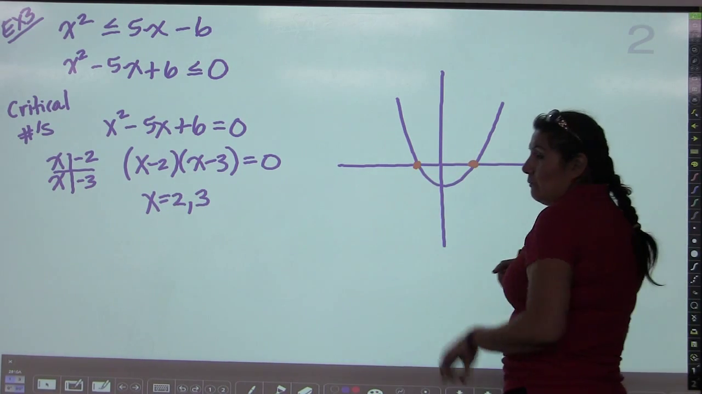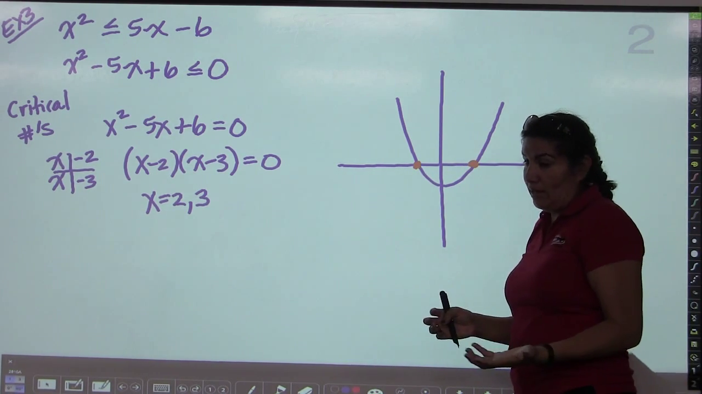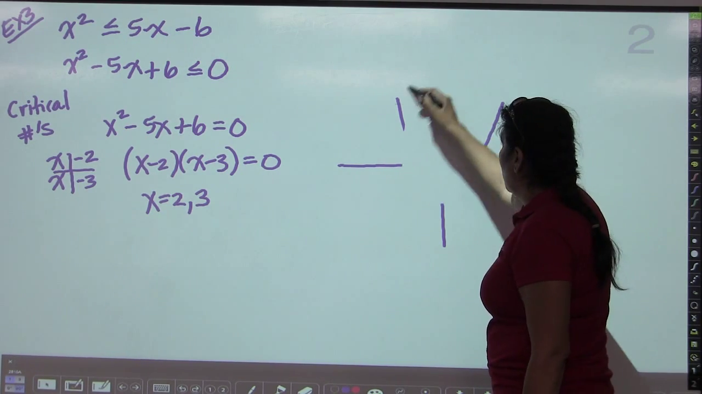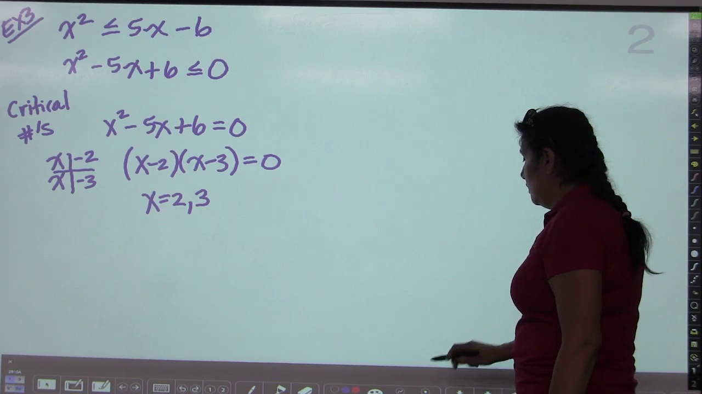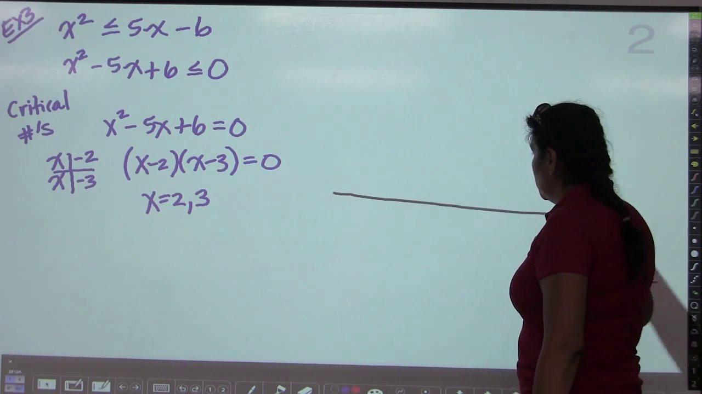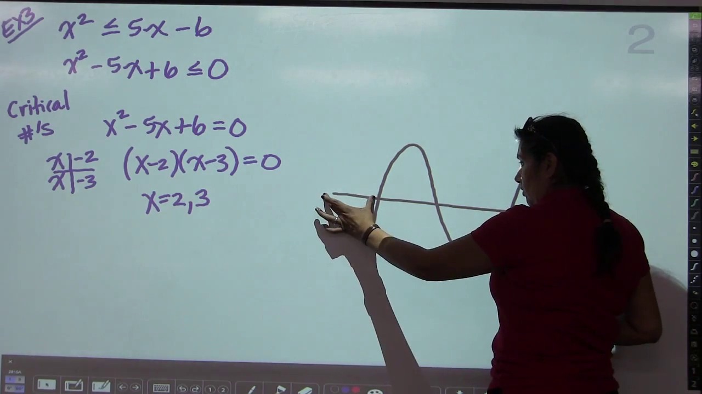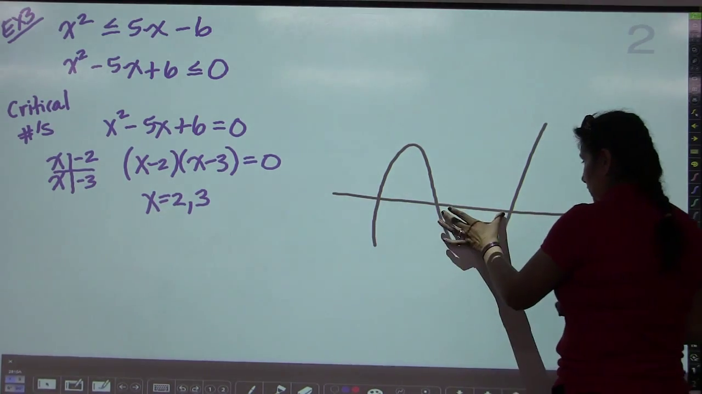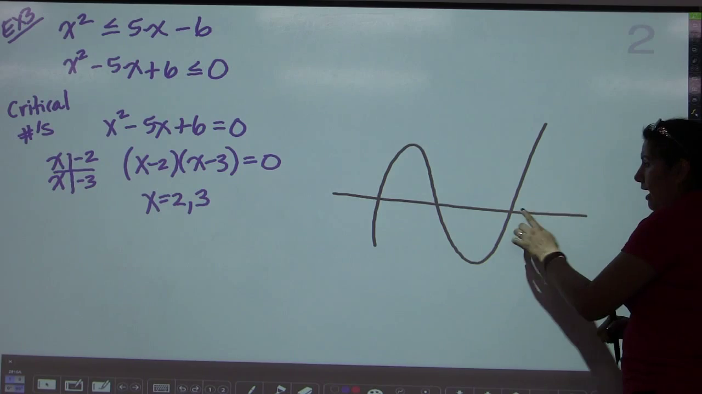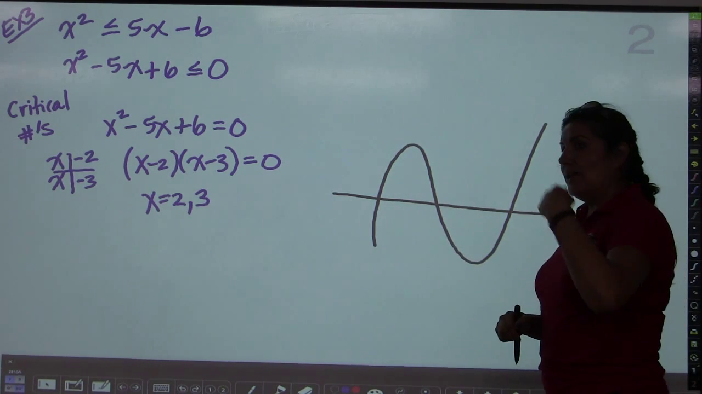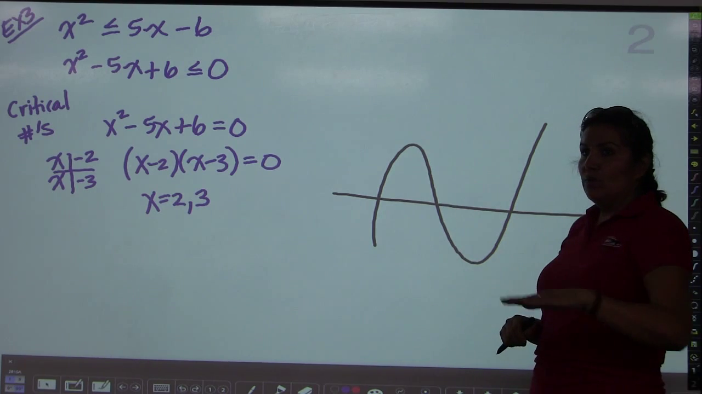The more critical numbers you have, the more intervals you're going to get. Because as you can imagine, this graph can get more complicated if it's not a quadratic. You might end up with something like this. And then you've got interval, interval, interval, interval. How many critical numbers? 3. So you're always going to have one extra interval than the number of critical numbers you have.